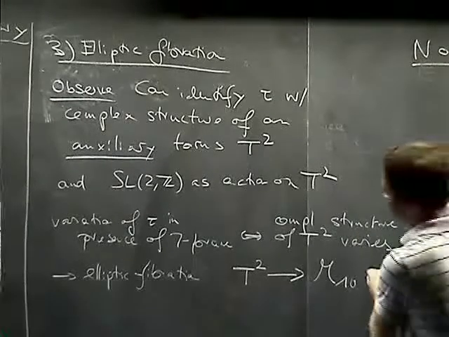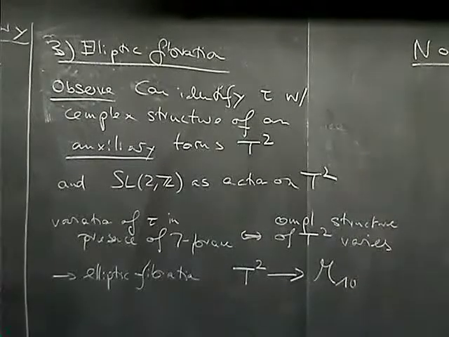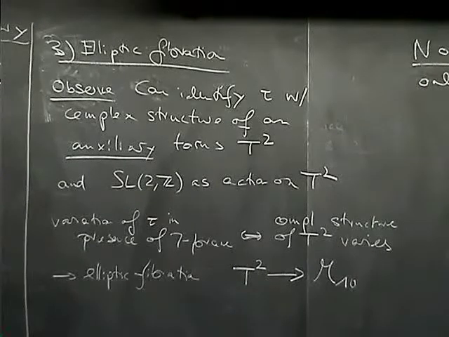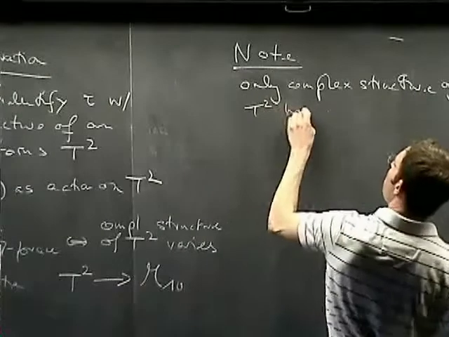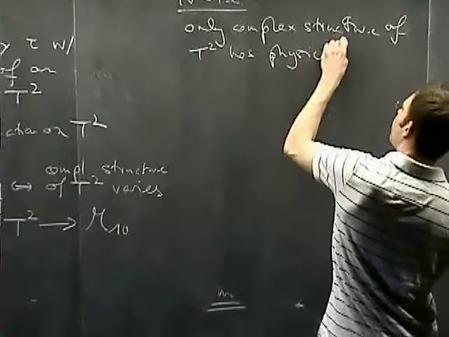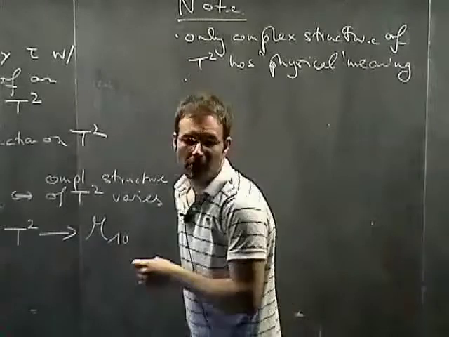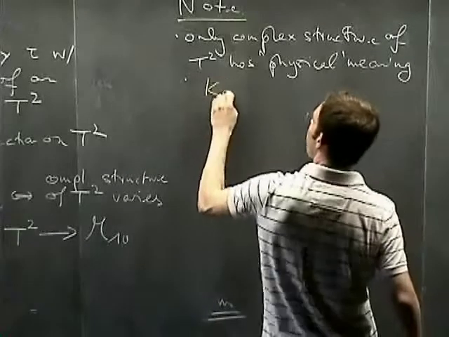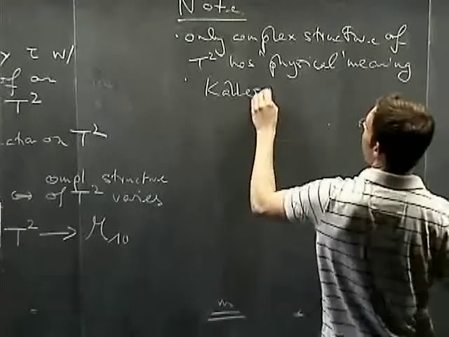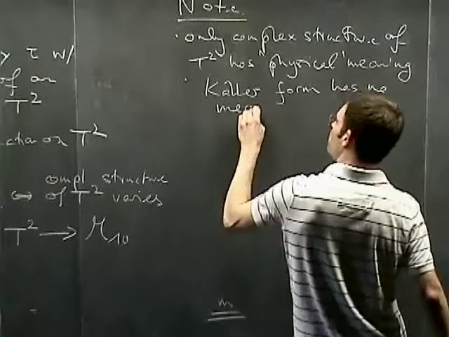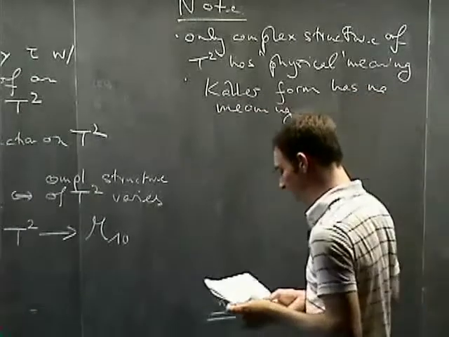And there is an important thing to notice. Only the complex structure of the T2 has a physical meaning. The Kähler form has no meaning whatsoever. Simply, we have nothing to identify it with. Something that we will encounter also from the F-theory point of view.